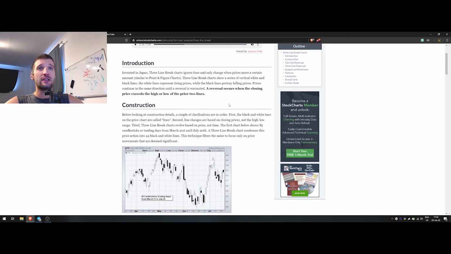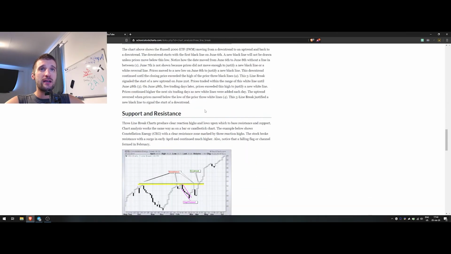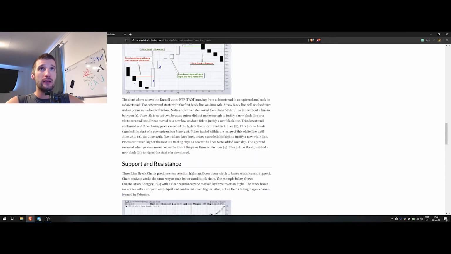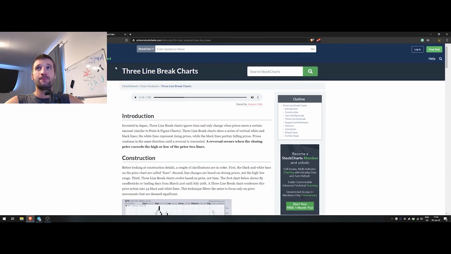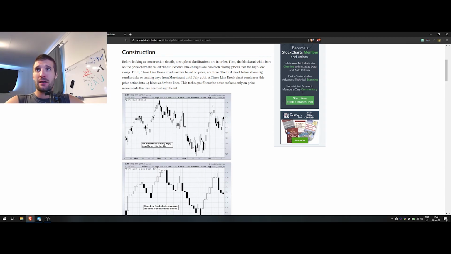And if you're interested to actually see more of this, because there is a lot to read, and if you want to learn, you can go to this 3-line break charts, coolstockchart.com, and you can actually use all this chart to any asset and not just Bitcoin.